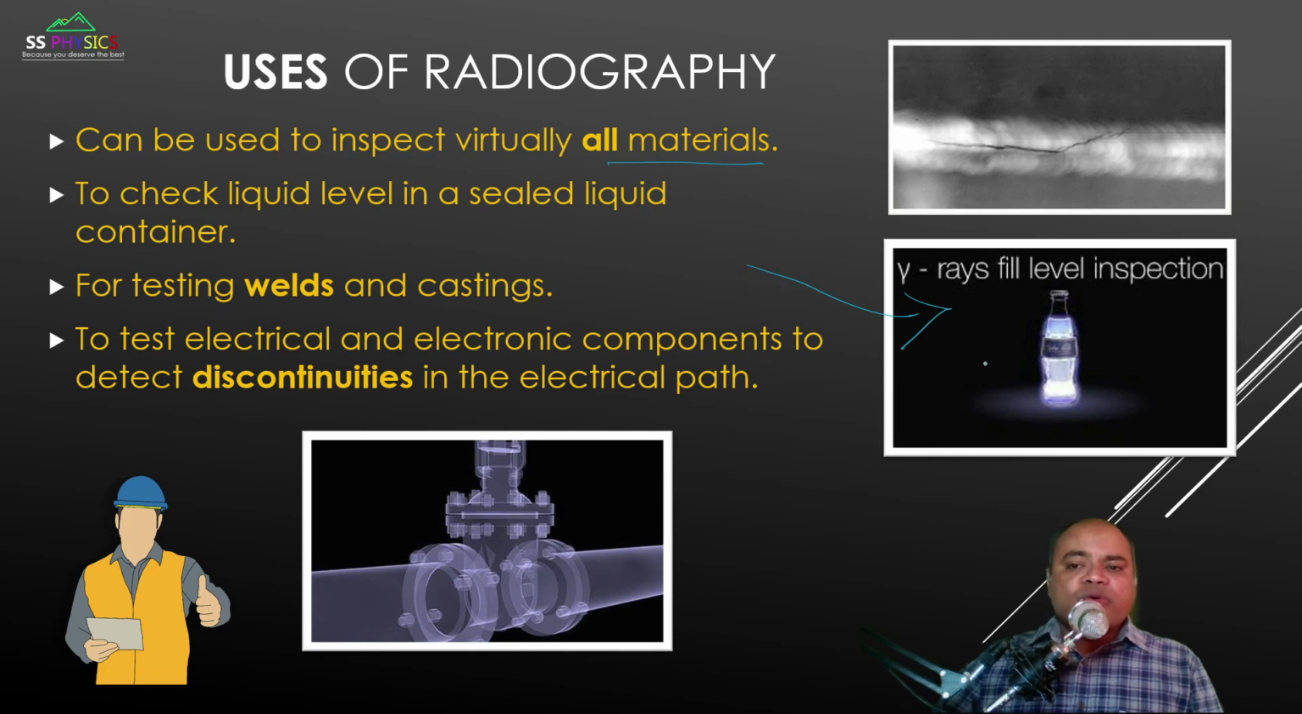So you can see in this photograph, this is a very good application of radiography. If some samples or products have liquid and they are sealed, and we are not able to detect up to what level that liquid is filled, that can be detected using this radiography technique. It is also used for testing welds and castings, as we have already discussed, and to test electrical and electronic components to detect discontinuities in the electrical path. So in the electronic industry also it is very useful.